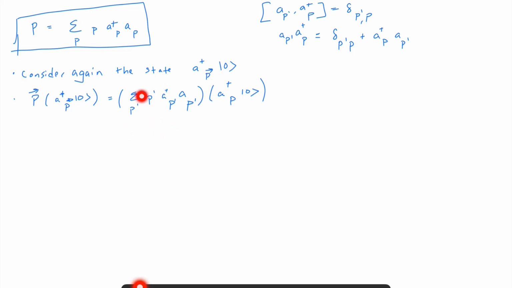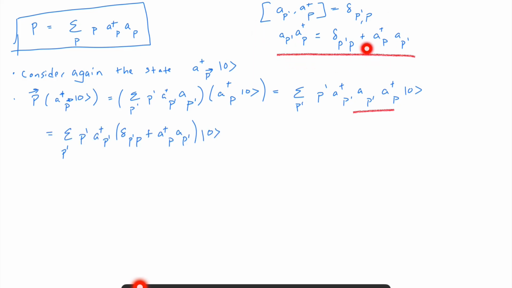This sum over here has a p prime just to keep track of which p we're talking about. It's a dummy variable for the sum. I can reorganize things over here and write it as follows. Now, remember, this part over here can be re-expressed using our commutator law up over here. That's all I did. I took this part and re-expressed it like that and kept everything else the same.